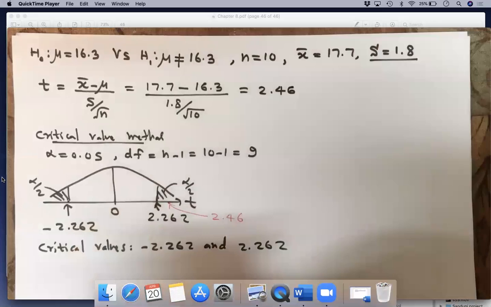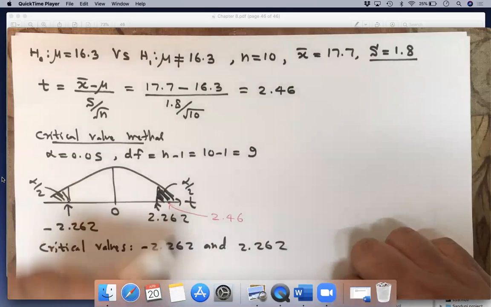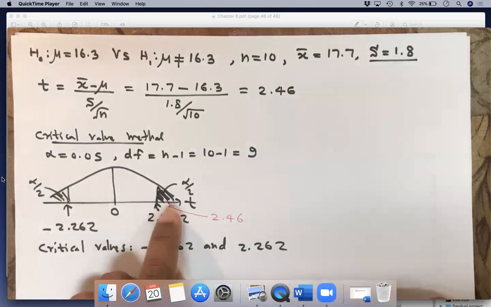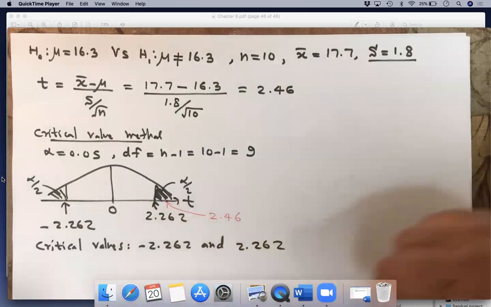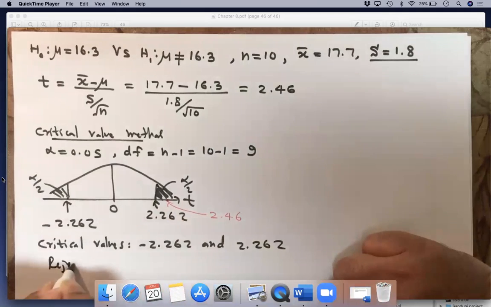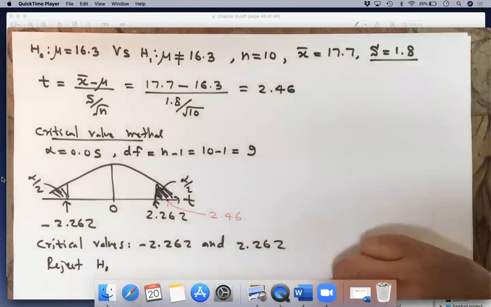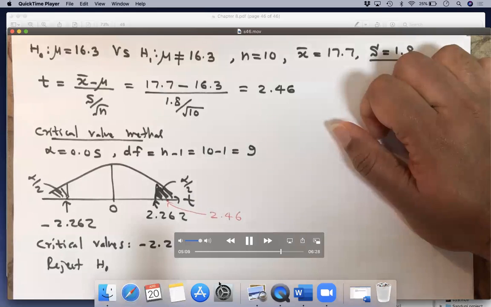It is in your critical region. It is in your rejection region, okay? So it is in your rejection region, which means we have to say what? Reject H naught. So the answer is reject H naught. Okay, this is the answer.